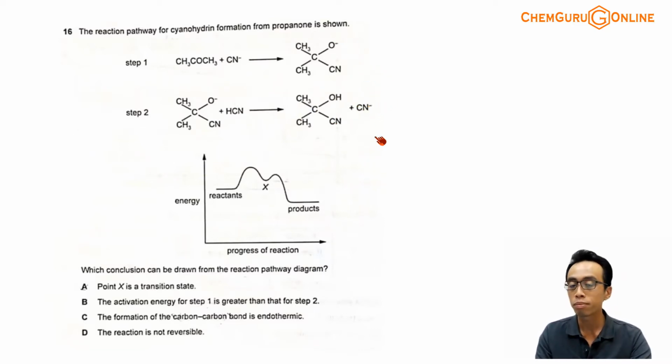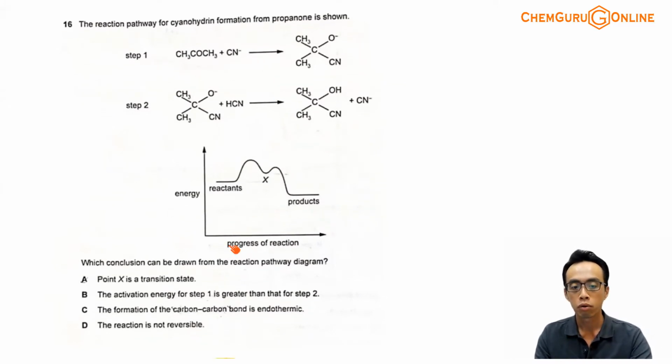Actually, this mechanism is familiar, correct? This is the nucleophilic addition of carbonyl compounds to give me cyanohydrin. So by right, when we look at this mechanism, step 1 and step 2, we should have some impression involving this guy. Now, the progression of the reaction against the energy is also given. The reaction pathway is given.